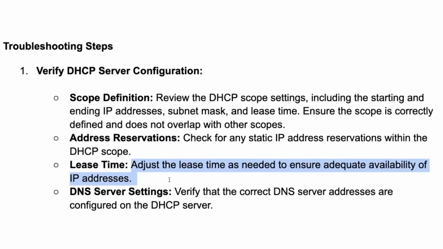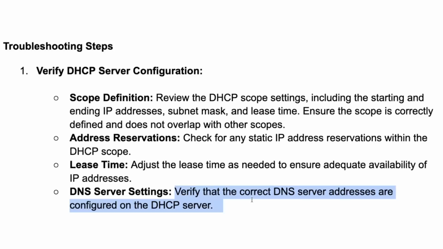For the lease time, we would need to look at what it is and then adjust it as needed to ensure that there's adequate availability of the IP addresses. And then the DNS server: verify that the correct DNS server addresses are configured on your DHCP server. These are all under verifying the configuration of the DHCP server.